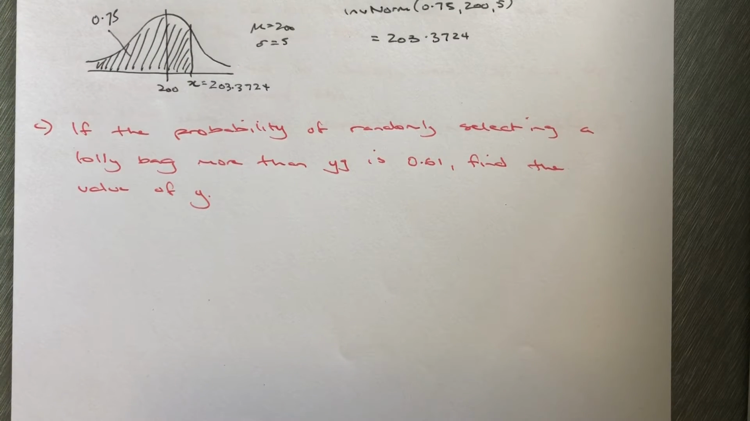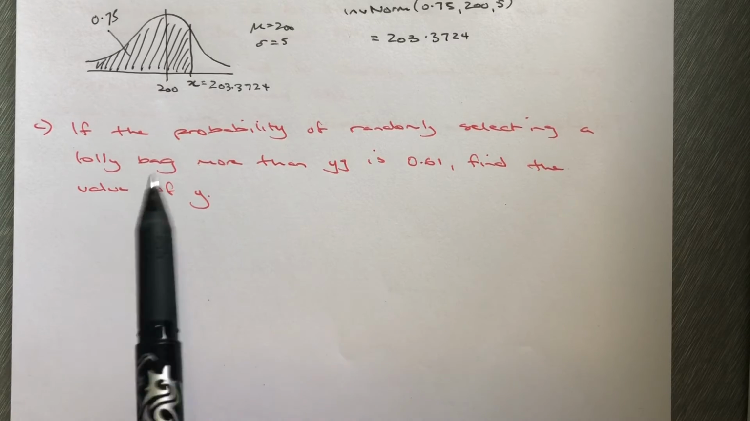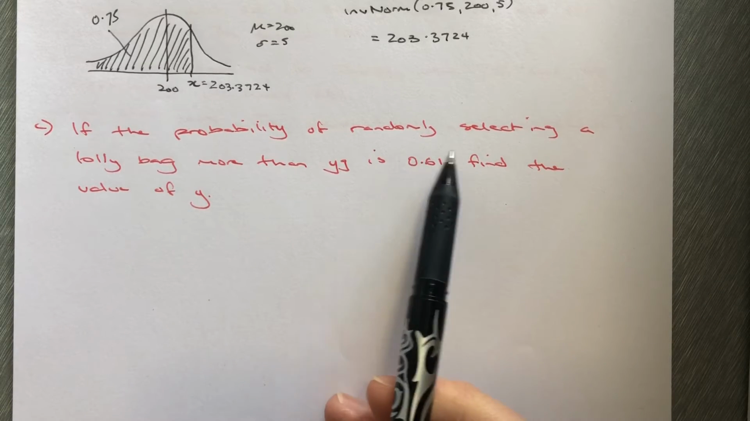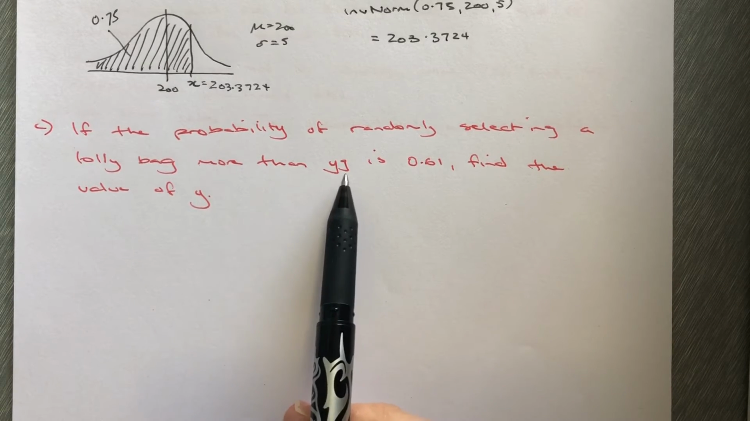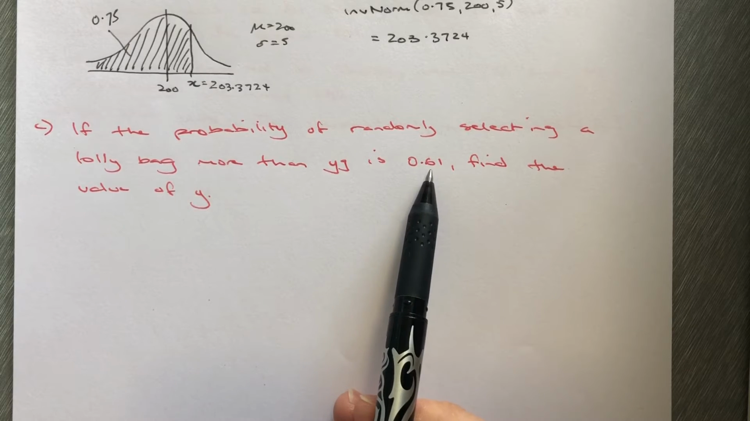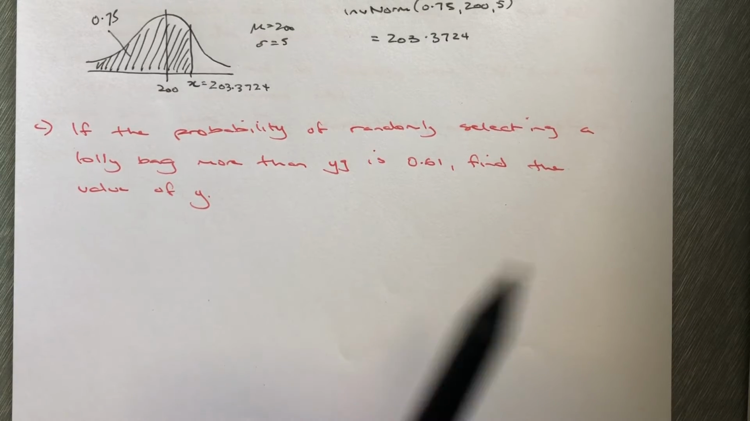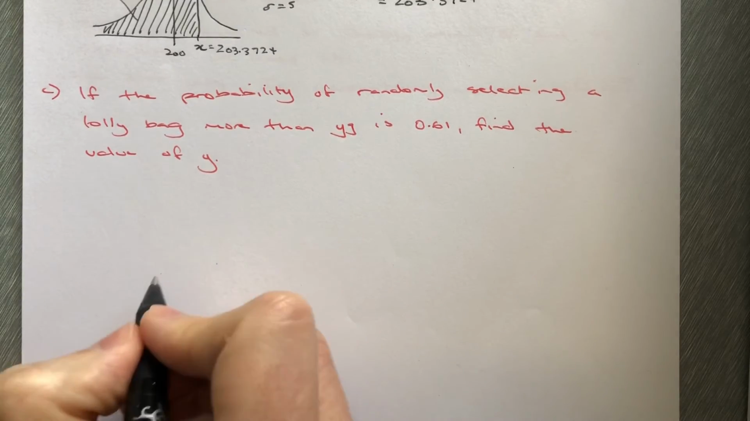Now the next one is very similar. C is very similar to B, except there's one thing that people make a mistake on, and I need to make sure you're not one of those people. If the probability of randomly selecting a lolly bag more than Y grams is 0.61, find the value of Y. Draw it. Let's draw it again.